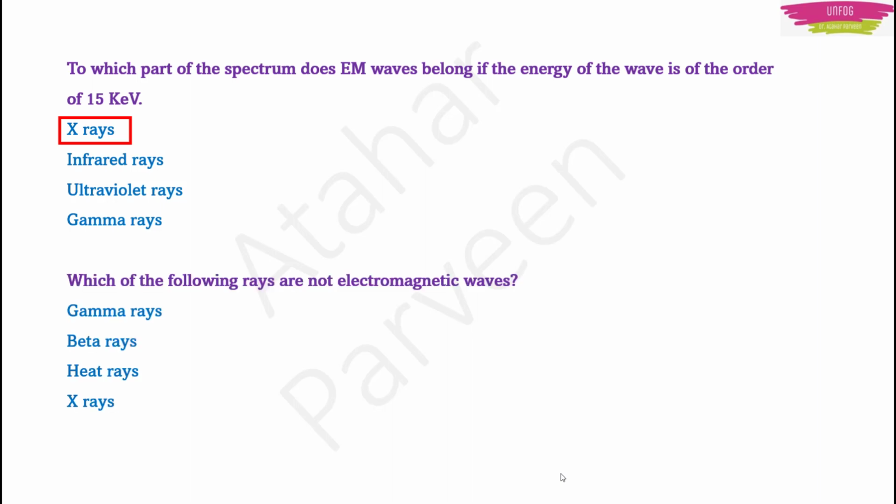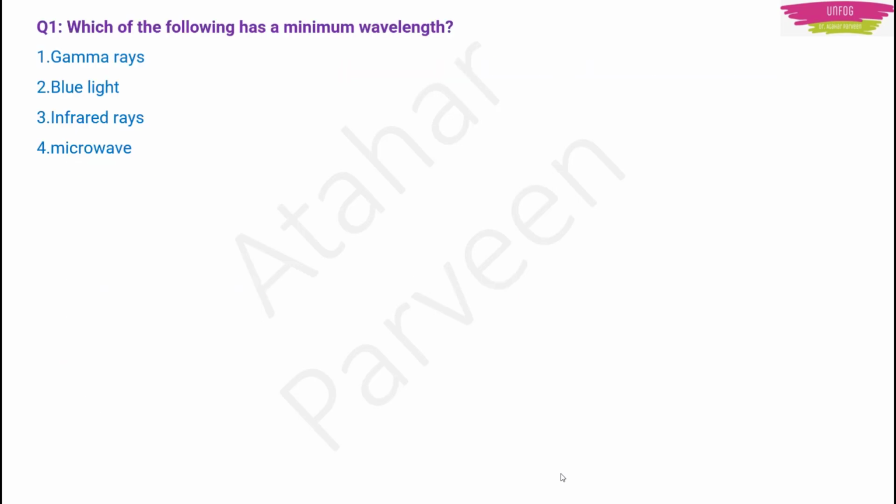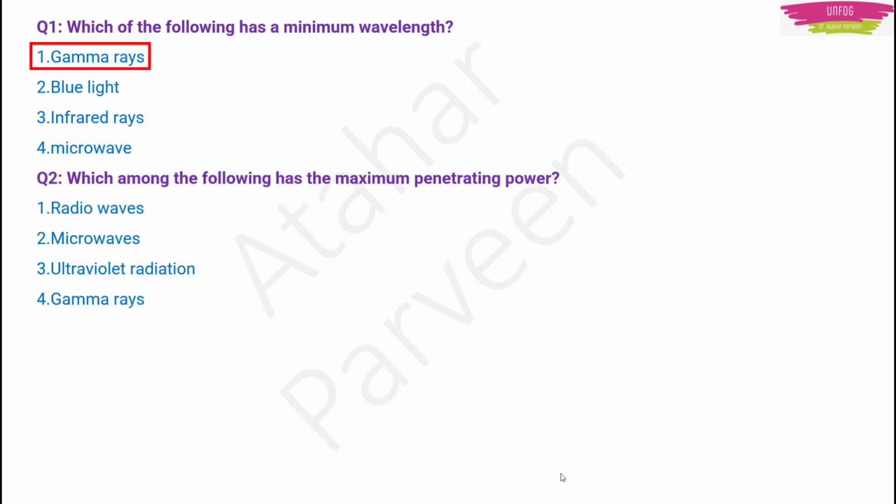Next question, which of the following rays are not electromagnetic waves? Of course, we have seen the electromagnetic spectrum, right? They are beta rays. Beta rays are not electromagnetic waves. Next question, which of the following has a minimum wavelength? Of course, gamma rays. Which among the following has the maximum penetrating power? They are gamma rays because they have very small wavelength. Those which have small wavelength and high frequency will have more penetrating power. More frequency means more penetrating power, less frequency means less penetrating power. These gamma rays have more frequency, so they have maximum penetrating power.